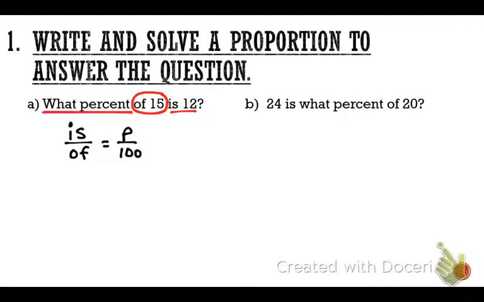So now that I've broken up my question into three separate parts, I'm going to go ahead and plug these things into my formula. It says is over of. What was my is according to the original problem? 12. So instead of is over of, I'm going to put 12 over, and what's my of? 15. Equals P. If you notice up here, it says what percent. Do I know my percent yet? No. So I'm just going to keep it as a P because that's what we're going to be solving for, over 100. Now, how do you think that I'm going to solve this? I'm going to go ahead and cross multiply.